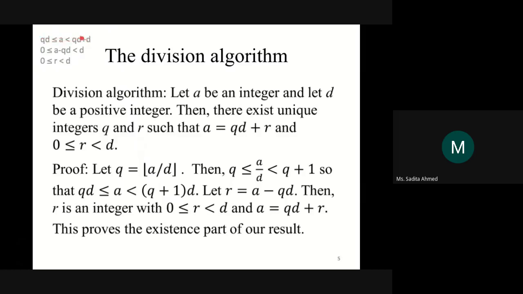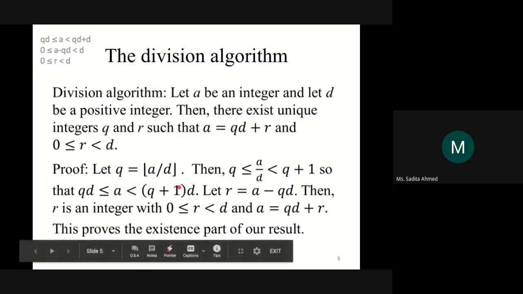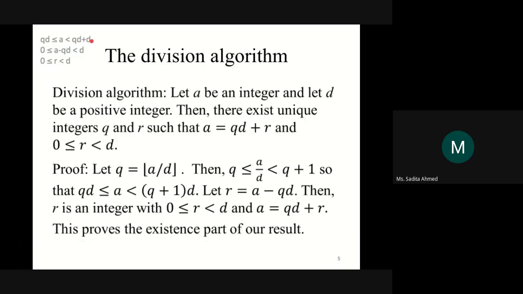So far it's pretty straightforward, right? Simply on all sides we have multiplied d and we get qd less than equal to a less than qd plus d. Then next what we will do is we will subtract qd from the entire equation. Okay, so qd minus qd gives us 0, a minus qd gives us a minus qd, plus d minus qd gives us what? d.